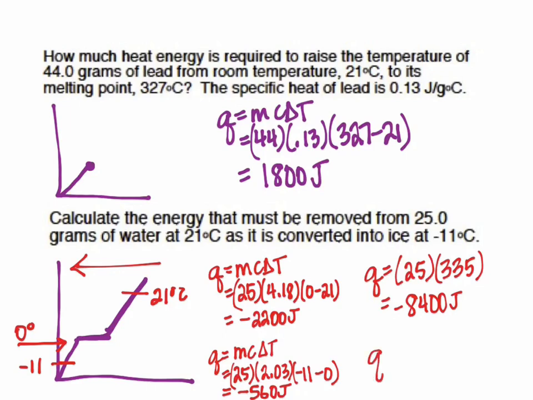And your last step is to see what the Q total is. So how much energy total? We have negative 2200 plus negative 8400 plus negative 560, which is negative 11,000 joules to 2 sig figs. Okay, any questions on that? Okay.